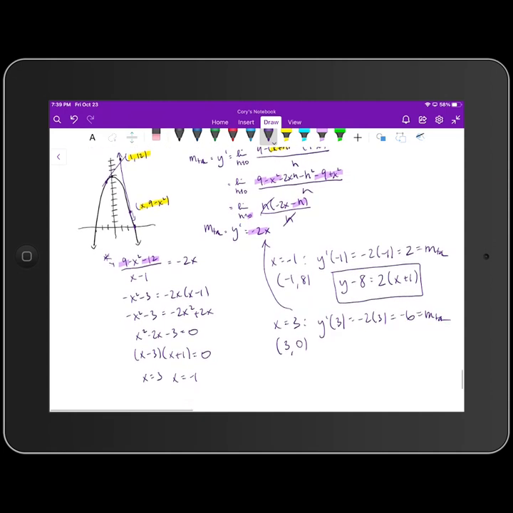And then once we have that, our equation of the tangent line is going to be y minus the y-coordinate 0 equal to the slope negative 6 times x minus the x-coordinate 3.